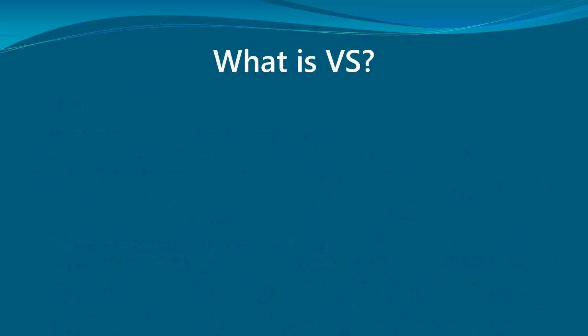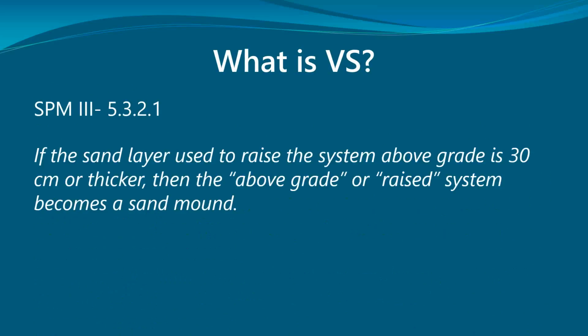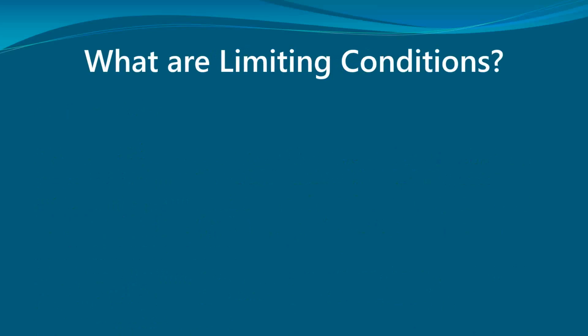Moving on, topic is VS. So, yeah, you might be well advised to go back to that vertical separation seminar or webinar if you're going to write the quiz. But here's the short version. If the sand layer is more than 30 centimeters, then it becomes a sand mound and all the standards for a sand mound apply. If it's less than that, then it's not a sand mound. It's just a blinding layer of sand.